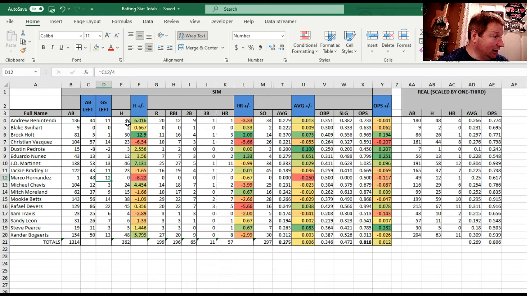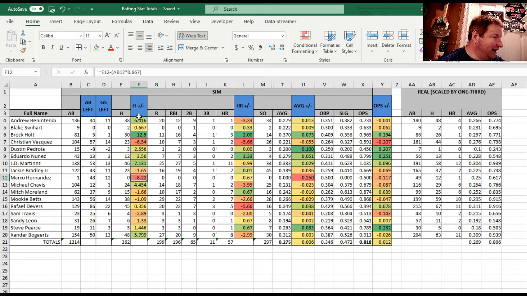But let's take a look at hits. So I put a color-coded chart here. Basically it goes from green, high green is the extreme yes or good, and red is the extreme low. So Marco Hernandez is way low, but that's because he has no hits right now. So that's why he is way behind.